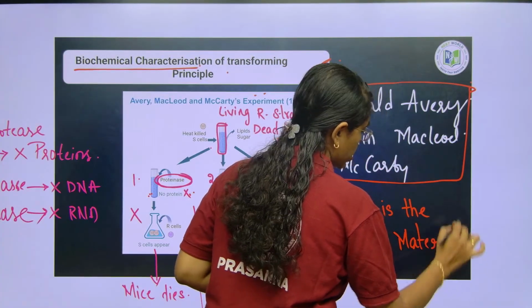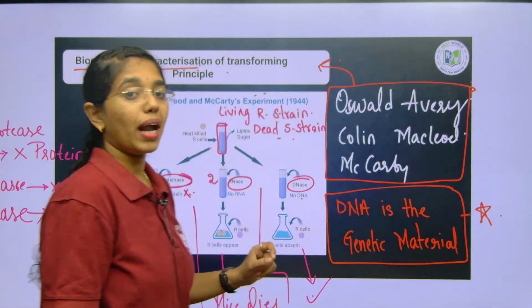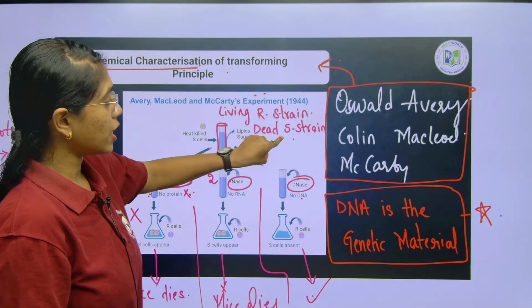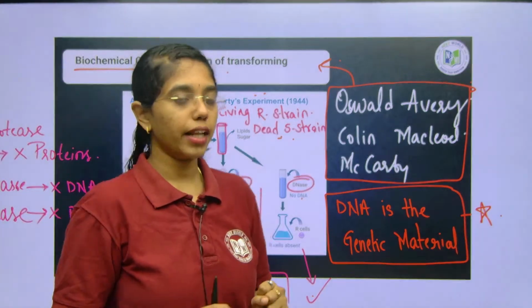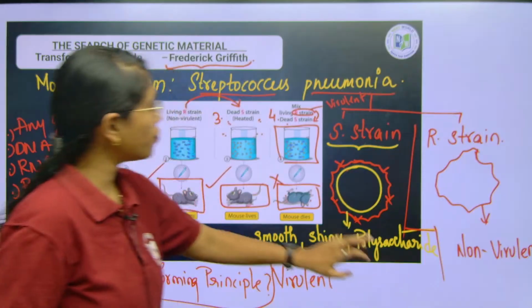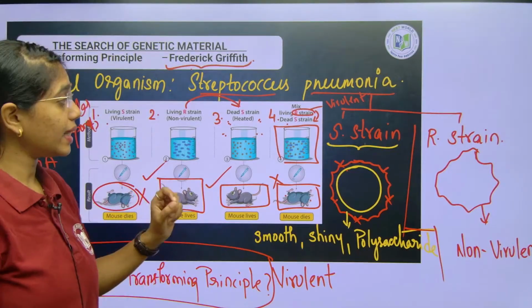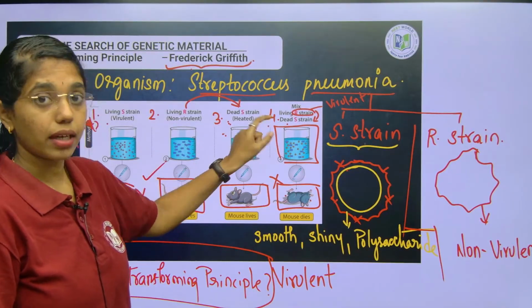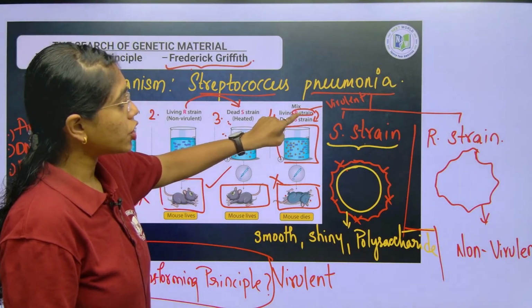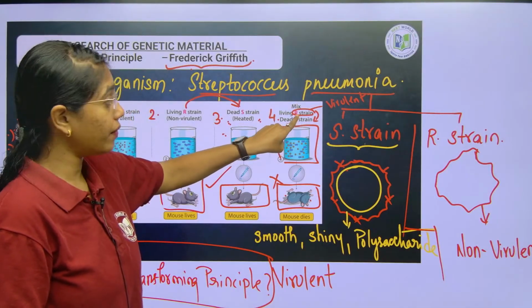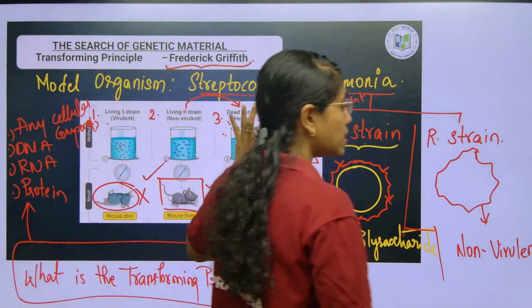DNA is the genetic material which is being transferred or transformed. DNA is the underlying transforming principle that is transferred from the dead S strain to the living R strain and made the R strain virulent. Once again, the transforming principle was first identified by Frederick Griffith on the model organism Streptococcus pneumoniae. From the fourth experiment, he said that there is some transforming principle underlying where the living R strain has absorbed from the dead S strain, which made the R strain virulent. This is the transforming principle.